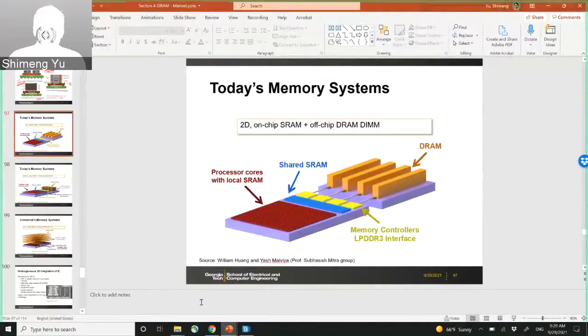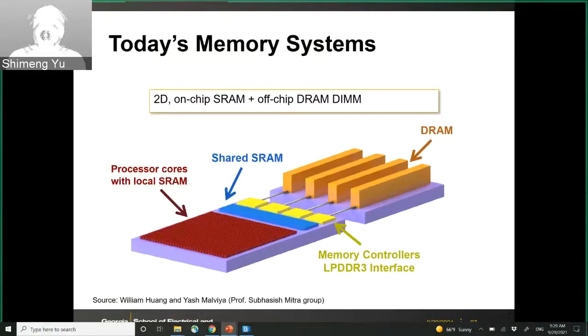Okay, today we are going to finish the last part of the DRAM. So this is an overview of today's memory system between the processor and the main memory DRAM. Here we have the processor, like your CPU or GPU. Then you may have the SRAM for your cache. And then we have the data bus.